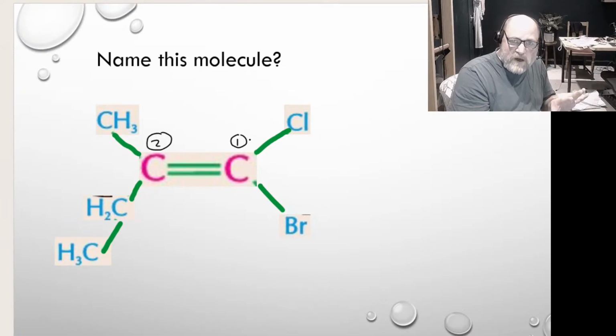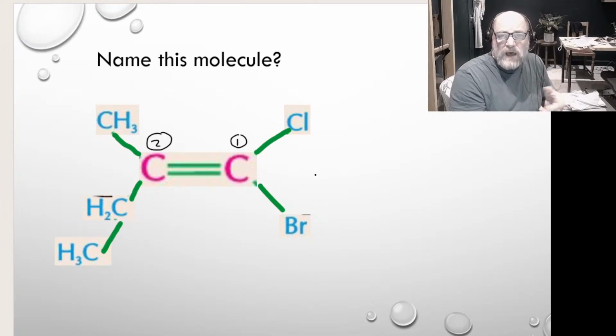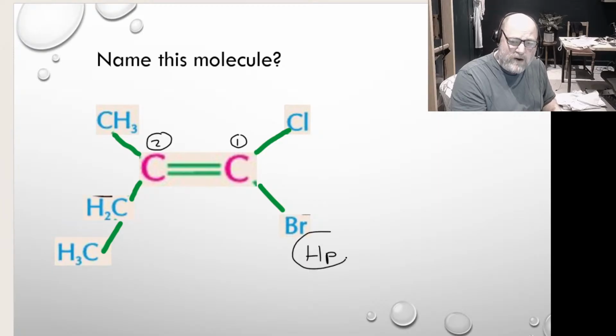So we look at the first carbon, and we look at the 2 groups on the carbon. Which one has the higher atomic number? And what you're going to find is bromine has the highest atomic number. So we say it is HP, high priority. And then we come to this chlorine and we say you are lower priority, you're not as important.